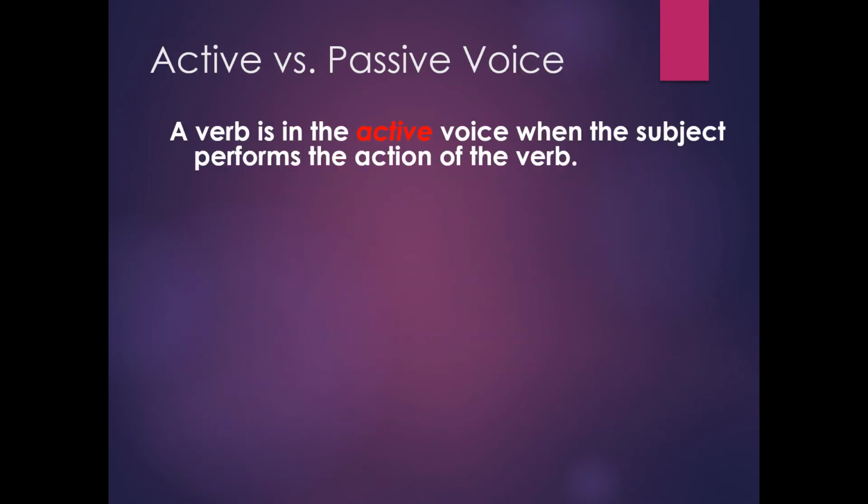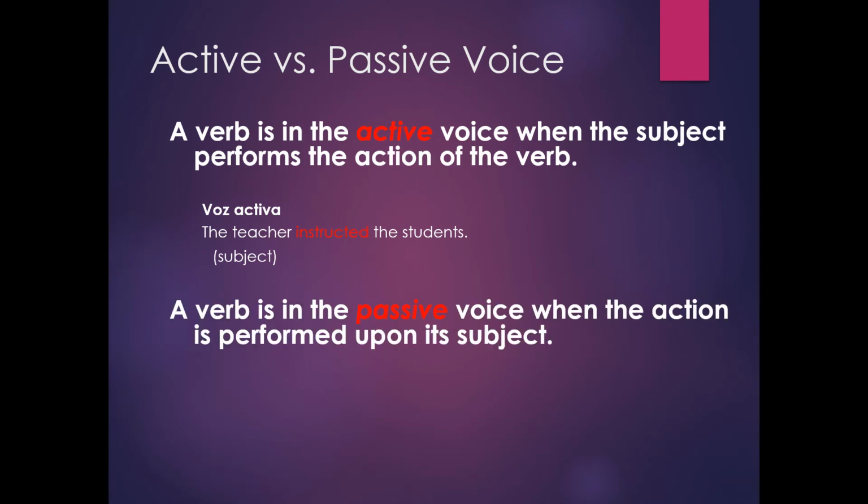What is the difference between active versus passive voice? A verb is in the active voice when the subject is performing the action of the verb. So for example, the teacher instructed the students. Teacher is the subject. Teacher is performing the action. A verb is in the passive voice when the action is performed upon the subject. So for the passive sentence, the students were instructed by the teacher. The students here is the subject, and the action of the verb is being performed upon the students. That's the difference between active and passive voice.